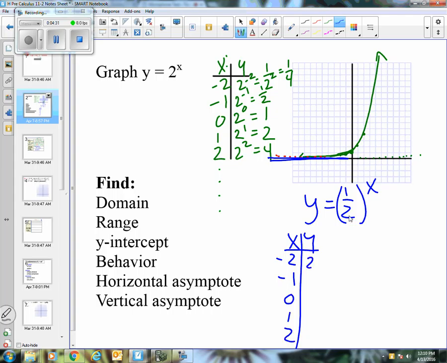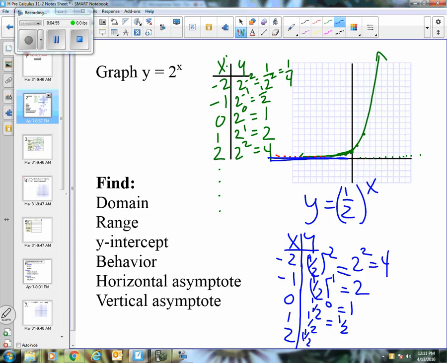So we're going to do (1/2)^-2. So think about what that negative exponent means. It means reciprocal, so that would be 2 squared, or 4. Then we have (1/2)^-1. That would be 2 to the first. (1/2)^0, that would be 1. (1/2)^1, that would be a half. And then (1/2)^2, that would be a quarter.